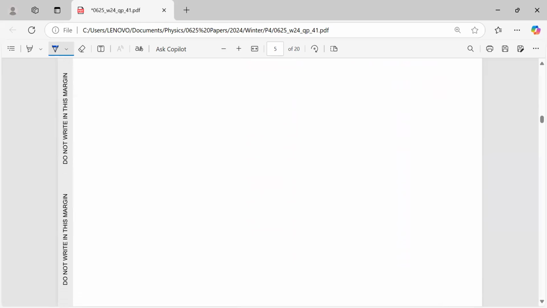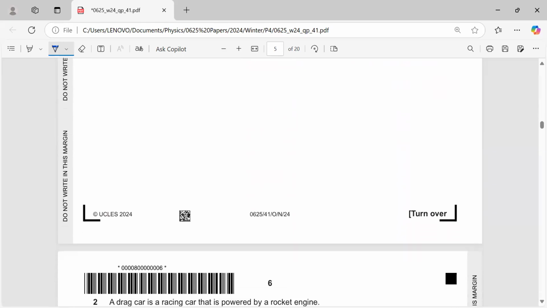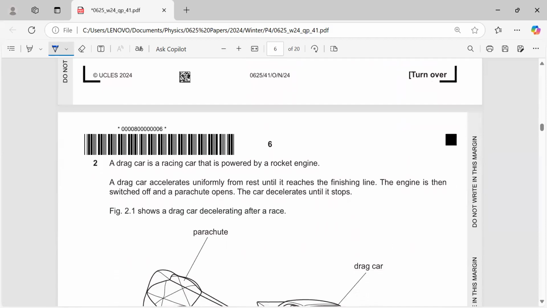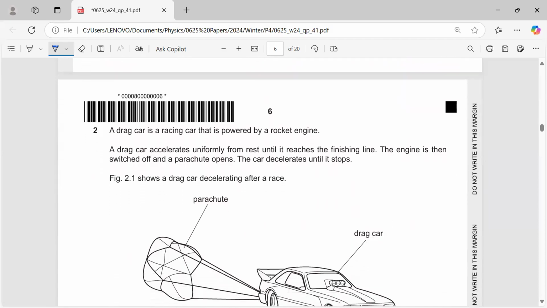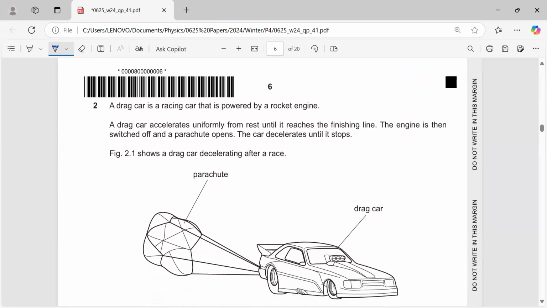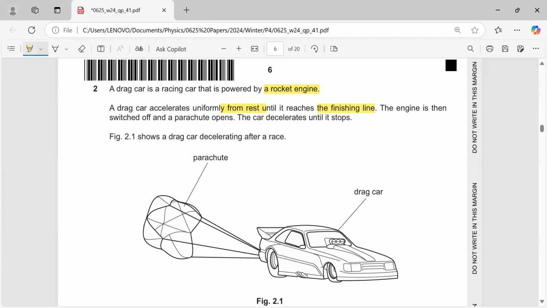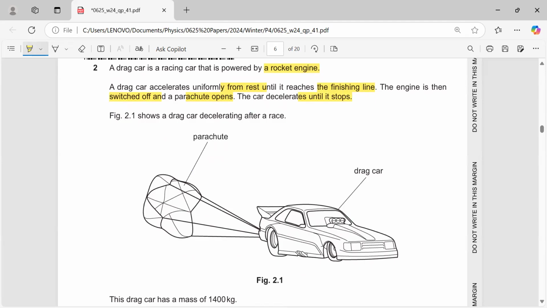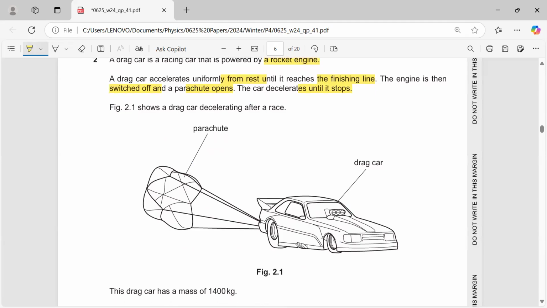Moving on toward the next question, that is question number 2. The drag force. A drag car is a racing car that is powered by a rocket engine. A drag car accelerates uniformly from rest until it reaches the finishing line. The engine is then switched off and the parachute opens. The car decelerates until it stops. So this figure shows a drag car decelerating after a race.